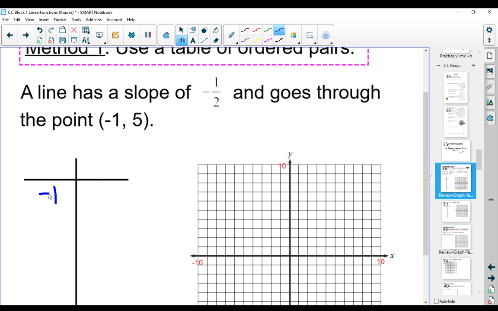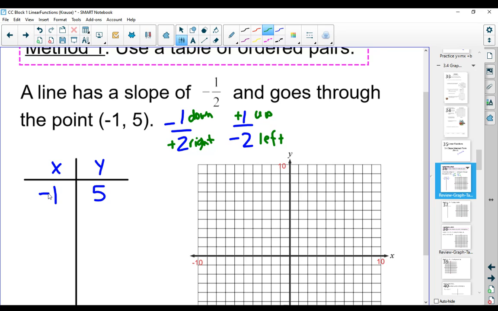So I have -1, 5, and again, my points are x and y. If I have a slope of -1/2, that negative goes with either the top, the numerator, or the denominator. If it's -1/2, that would mean down 1, so we move by a -1, and then right 2, because that's a +2. Or I can have a +1 and a -2, which would mean I would go up 1 and left 2. I can use those to determine some of my points.